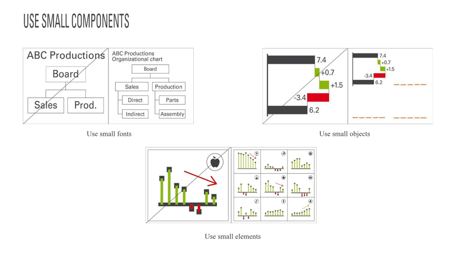First is use small components. Practically, this means use small fonts and small objects. Chart elements don't need to be enormous to be legible. Use small elements. Icons, indicators, labels can all be compact without losing meaning.